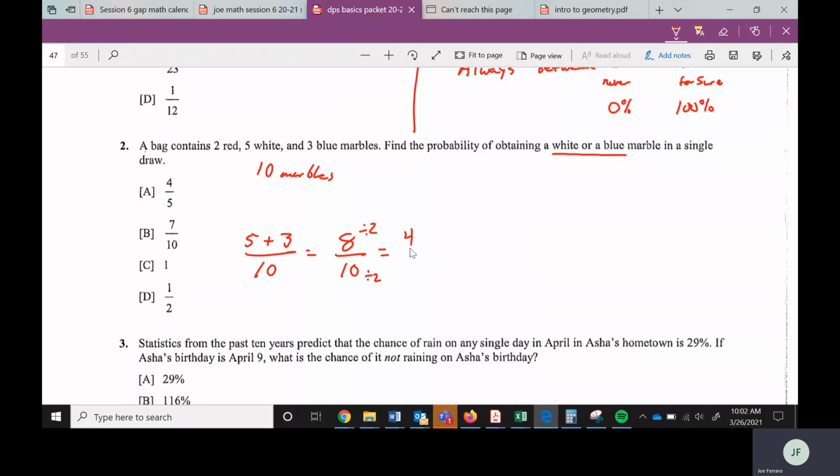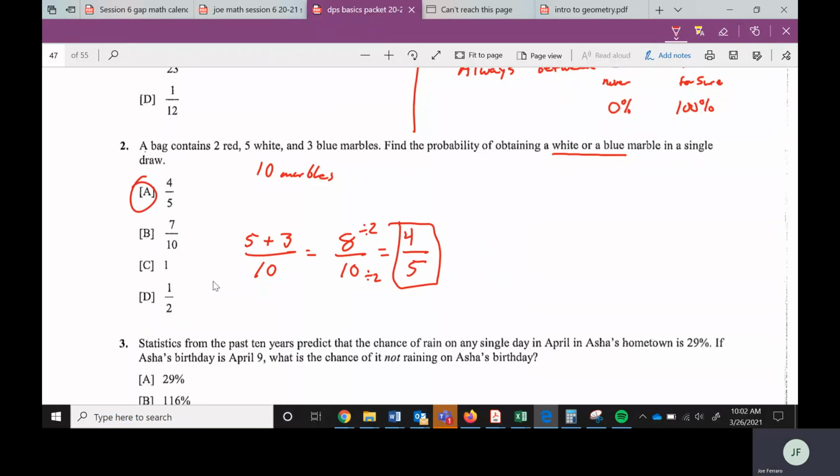8 divided by 2 is 4. 10 divided by 2 is 5. Probability is 4/5. Okay. If you're not great at reducing fractions, you could change this to a decimal. 8 divided by 10 is 0.8, and then you just check these. Which one, when you divide top divided by bottom, is 0.8, and 4 divided by 5 is 0.8.